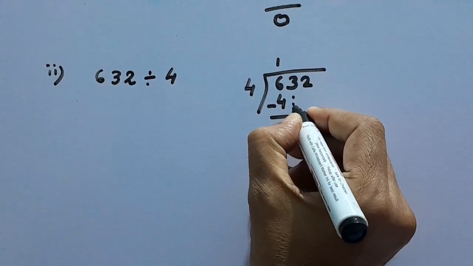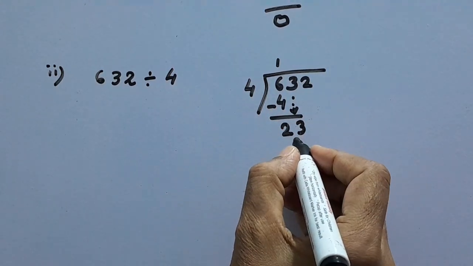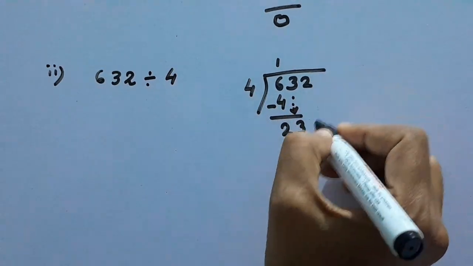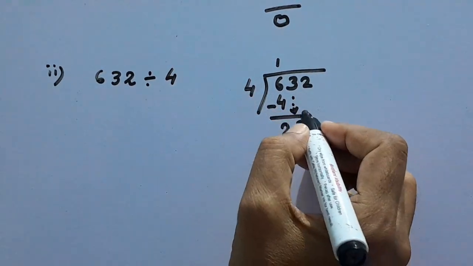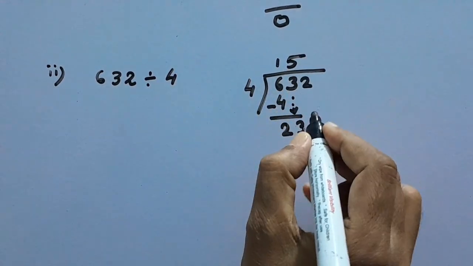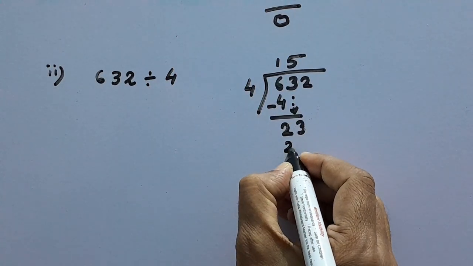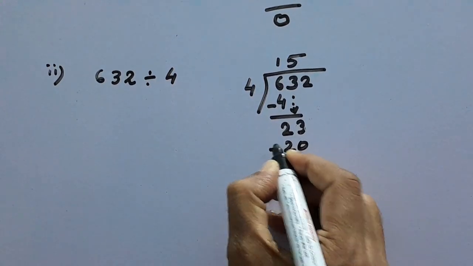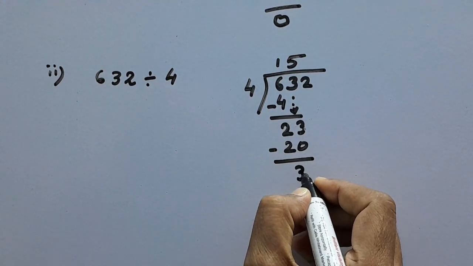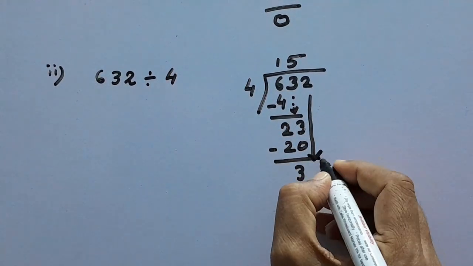Now we'll bring down 3 here. So now this becomes 23. So 4 fives are 20, 4 sixes are 24. So we'll take 4 fives here. So 4 fives are 20. If we deduct this, how much will be the result? 3. Now we'll bring down 2 here.